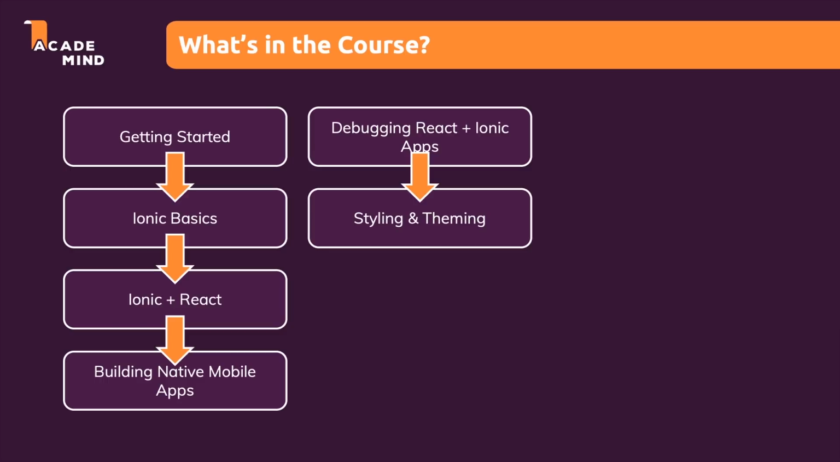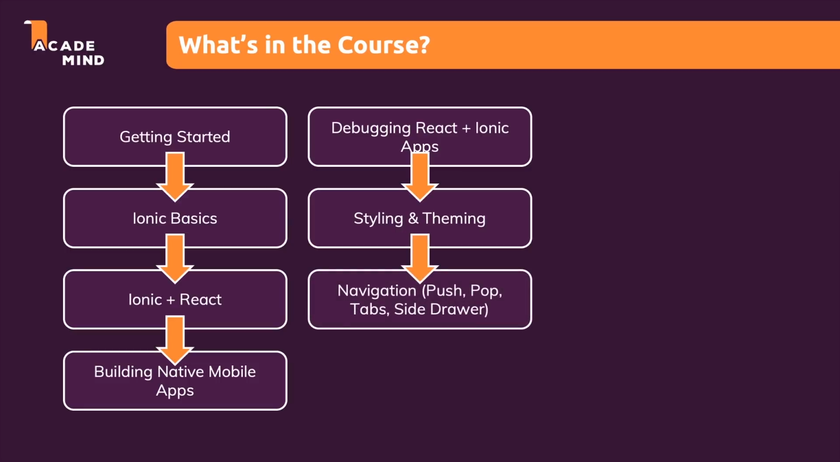Now, since our main goal is to build mobile apps with web technologies, we of course also have to find out how we can get native mobile navigation patterns into our app. I'm talking about things like tabs, a side drawer, or push and pop navigation. There is a whole module on that, of course, where you will learn how you can add those navigation patterns easily into your Ionic React app, and you will also see that they look good out of the box.